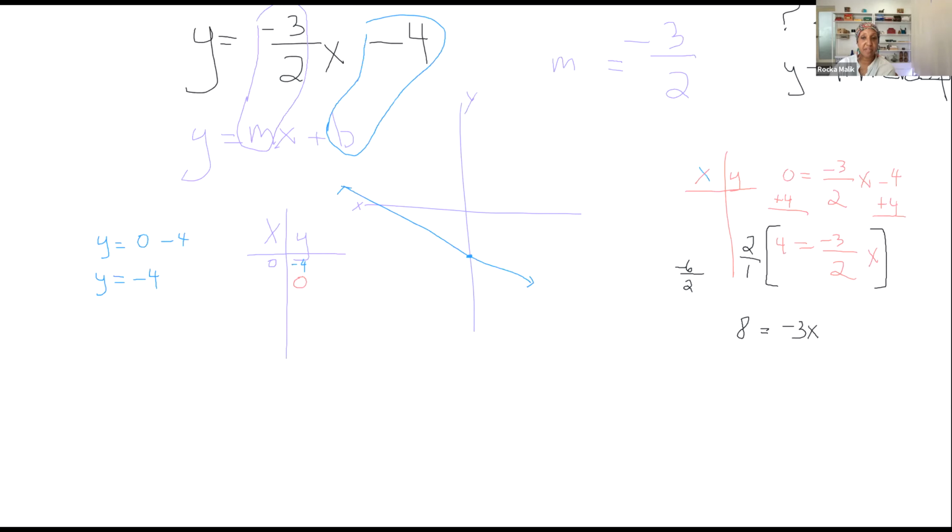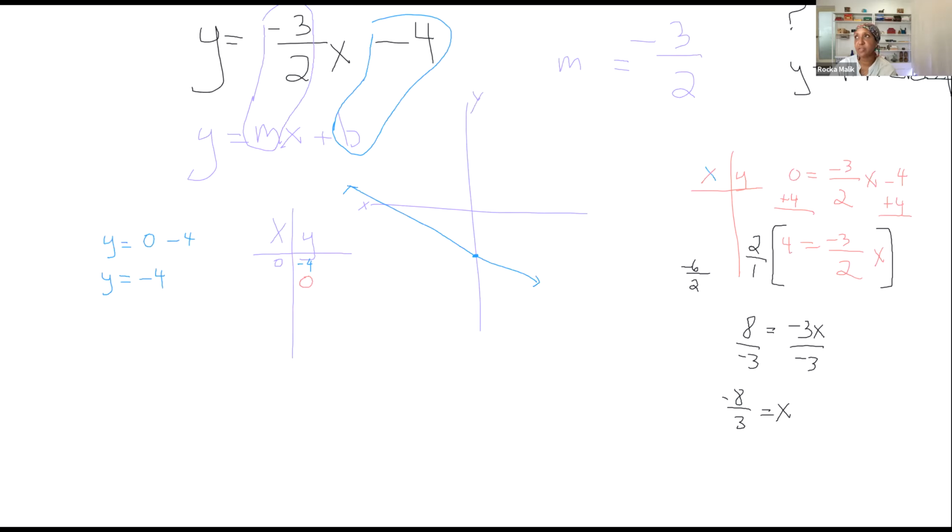Now to get the x by itself, I'll divide away -3. And 8 over -3 equals x, which means my stuff happens over here. So -8 over 3 is -2 2/3.